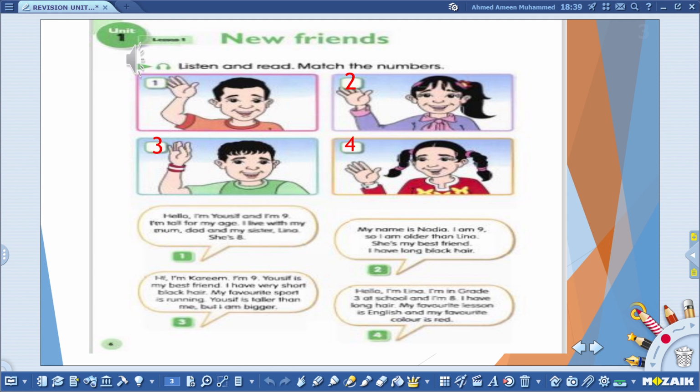So Lena is the youngest among them, because she's eight. Yusuf, Kareem and Nadia are nine. Lena is in grade three. Nadia, Kareem and Yusuf are in grade four.